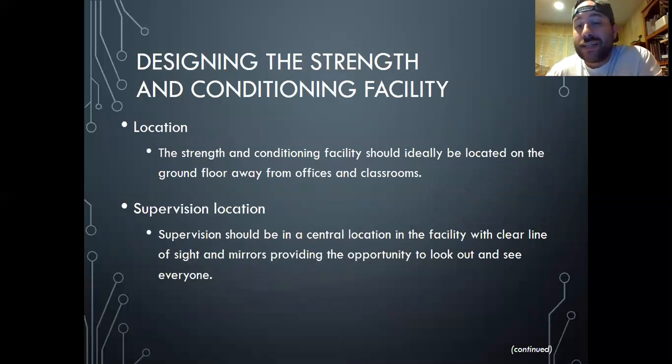Location. Ideally be located on the ground floor. Basically what you're saying is that you can have multi-level facilities. We've all seen them. Ideally, if you have a multi-level facility, the main weights, machines, and stuff like that are going to be carrying a lot of the loads, they need to be on the ground floor. You don't want that second floor, third floor weakening on you and something happening, because now everything below you is in danger.